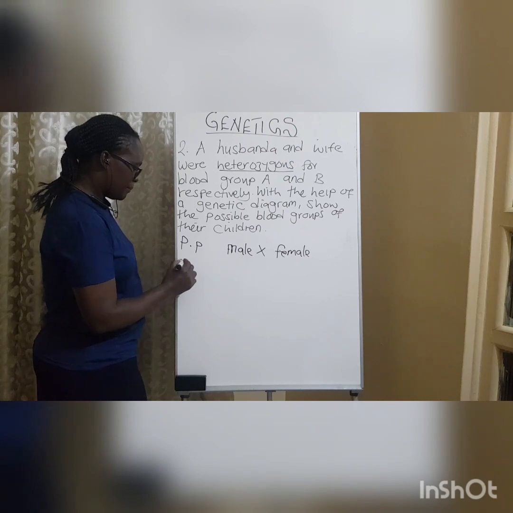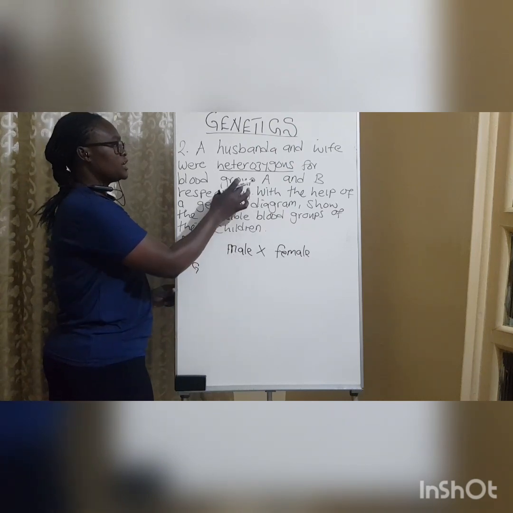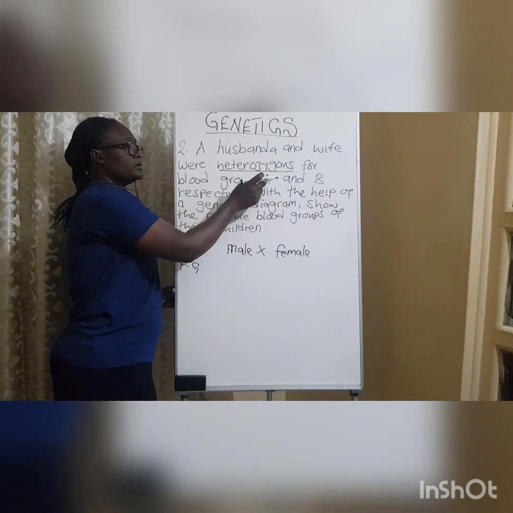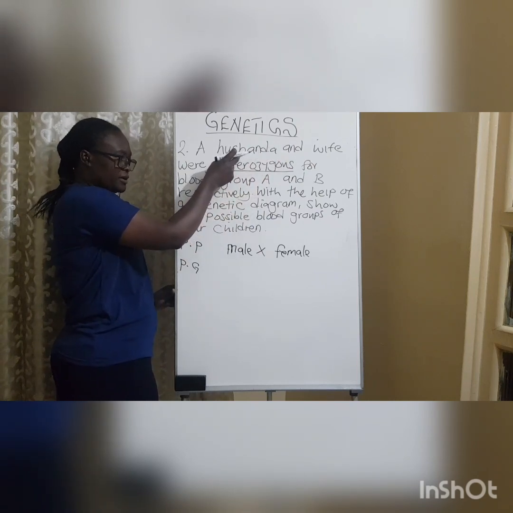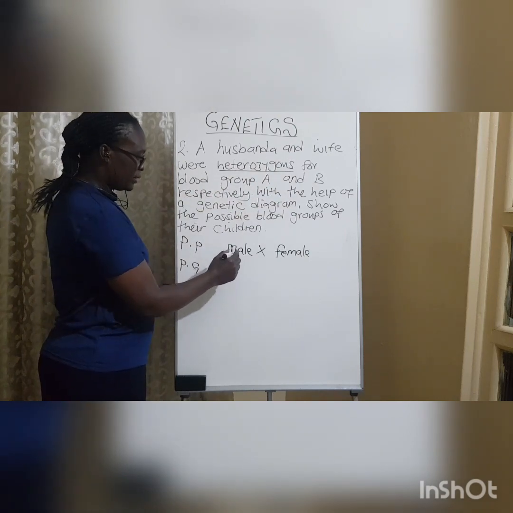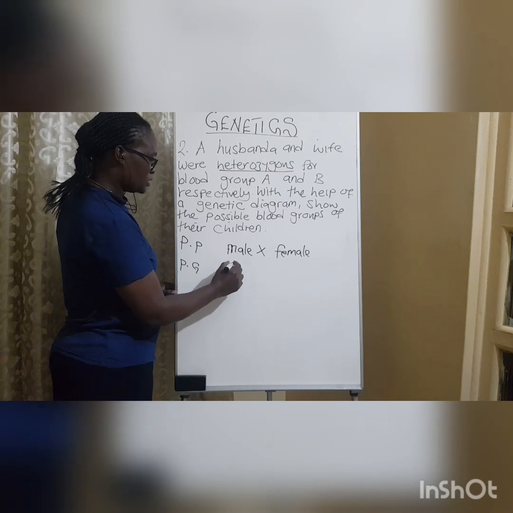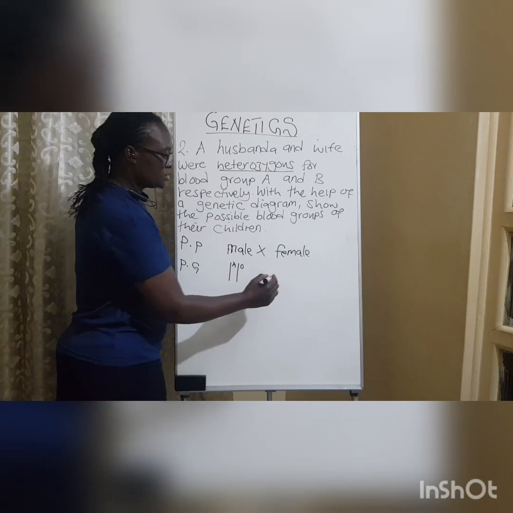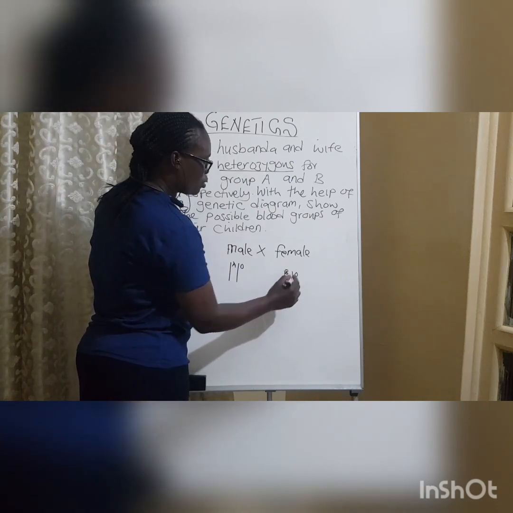Then we have the parental genotype. For a man, they have said blood group A, since respectively simply means the letter which starts first is for the name they have mentioned first. So this is for a husband, so for a man. B is for the woman. So the genotype for male is heterozygous, so it's a person with an A and an O. Then the female is a person with a B and an O.